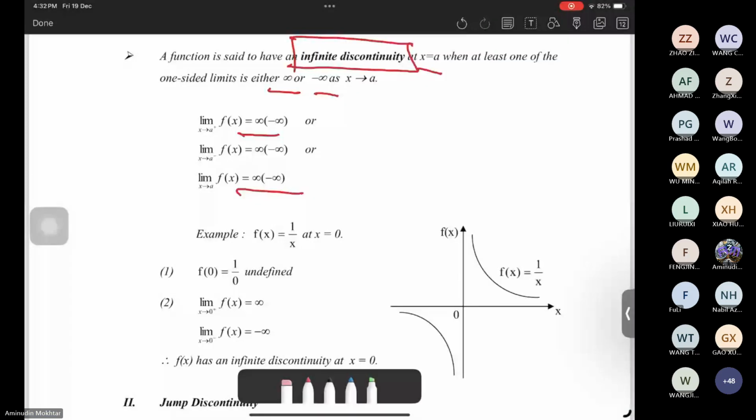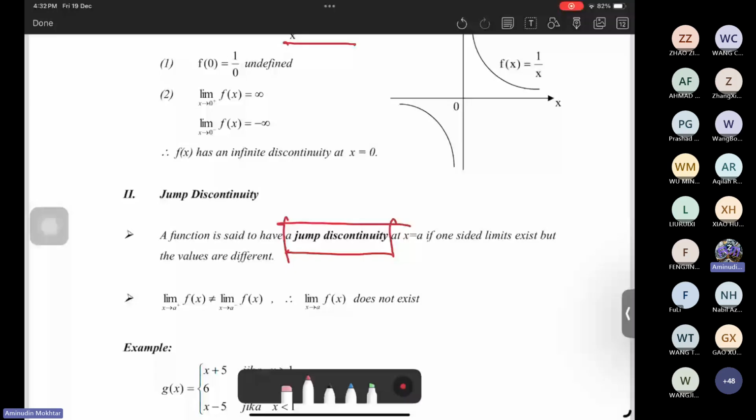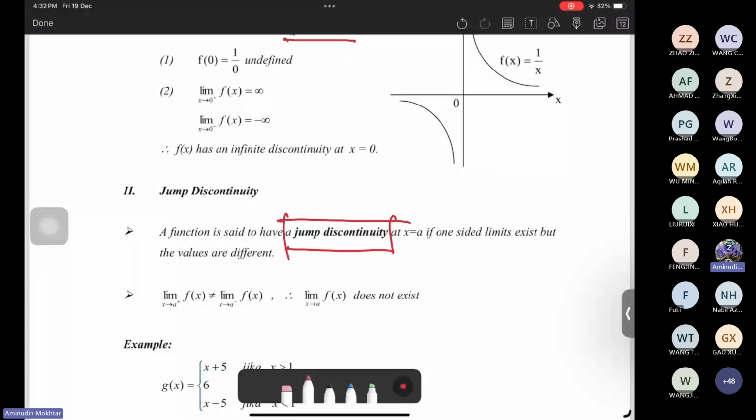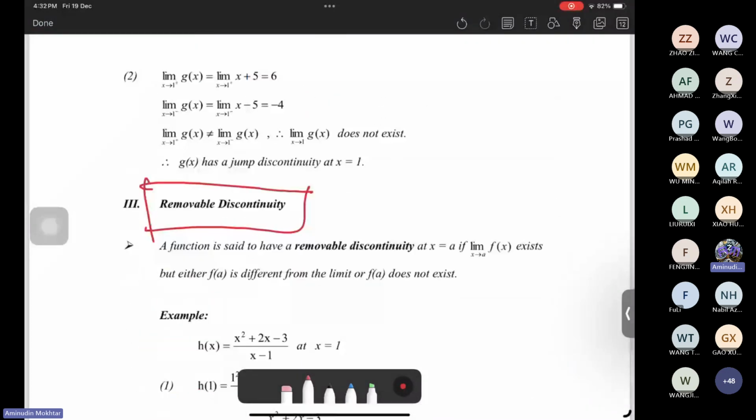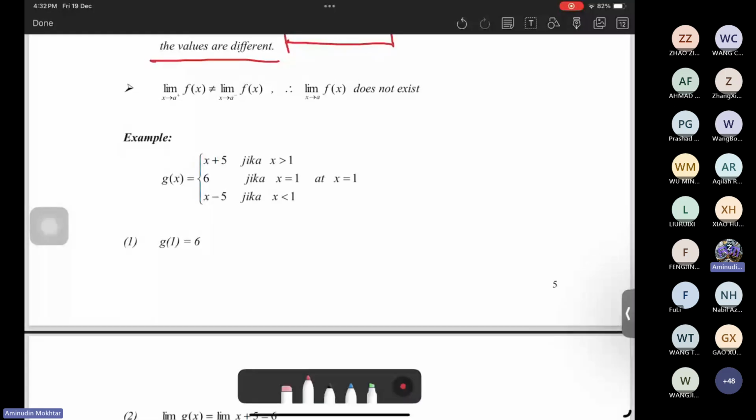Next, jump discontinuity is a situation where the one-sided limits exist, but the values are different. In other words, the limit does not exist because the right-hand limit does not equal the left-hand limit. For example, for this g(x) at point x equals 1.